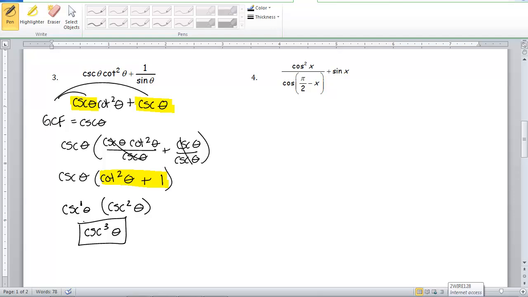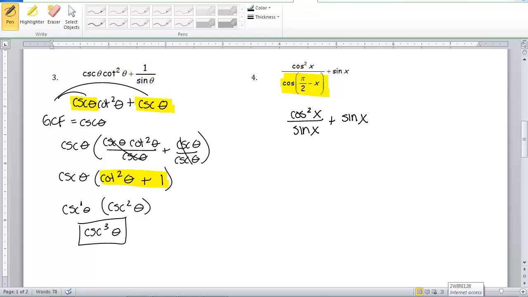Let's now move on to number 4. In number 4, I notice right away that I do have a cofunction. Cosine of pi over 2 minus x is the same thing as sine. So I want to replace that first denominator with a sine of x. There's not a Pythagorean identity at this point, but now I do have fractions.